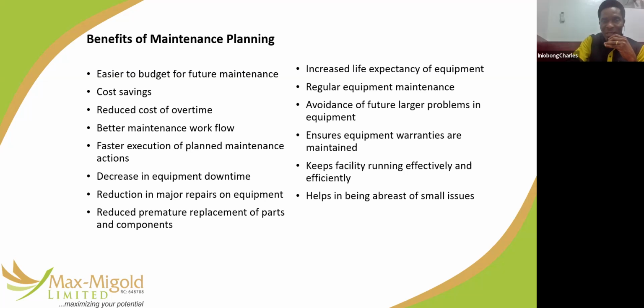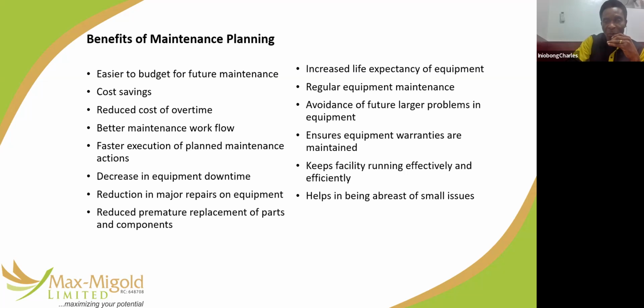Especially when you are dealing with assets with moving parts, you are able to track down failures before they happen. With moving parts, when one part is bad, that failure affects other parts, and before you know it, you have a major breakdown. But with good maintenance planning, you track down those faults even before they happen.